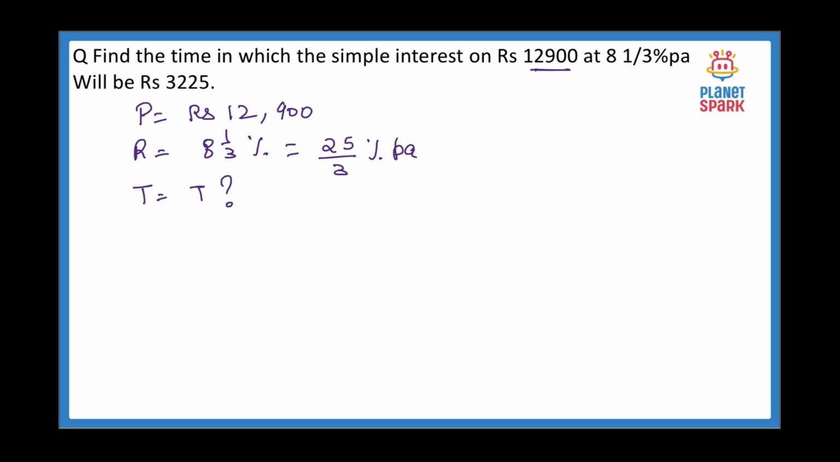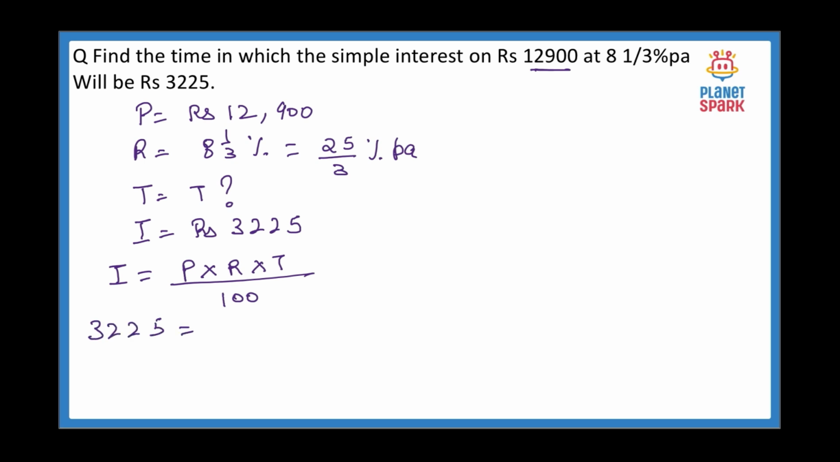Further, we are given the interest amount. Interest amount is rupees 3,225. So again, as I told you, out of the 4 quantities, principal, rate, time and interest, if I'm given 3, I have to find out the 4th one. I will always use the formula for interest, that is I is equal to P into R into T upon 100. Now substituting the values, I is 3,225. Principal is 12,900, rate is 25/3 and time I have to find out. So it is divided by 100.